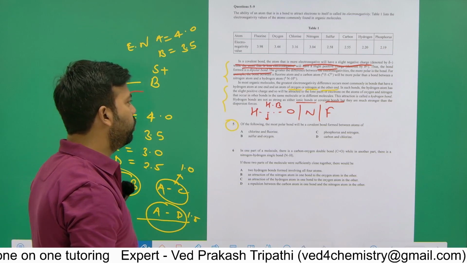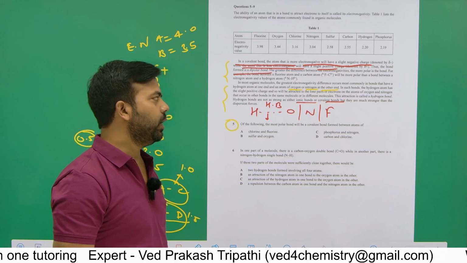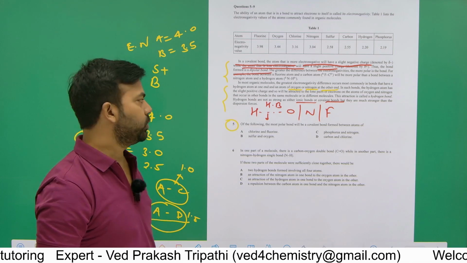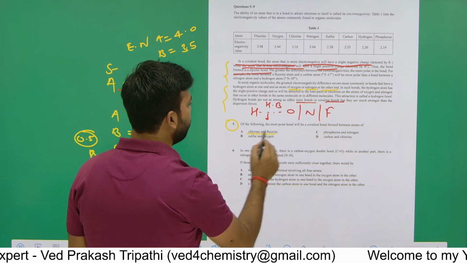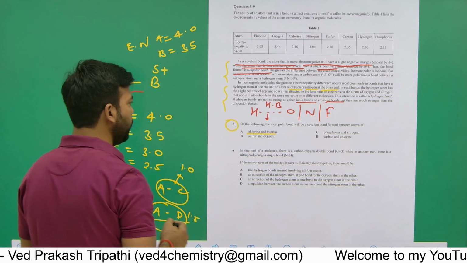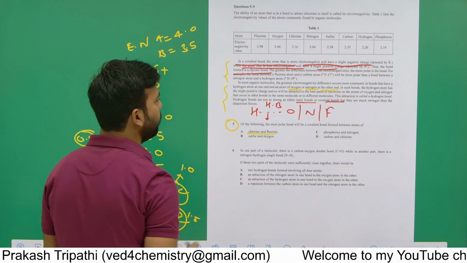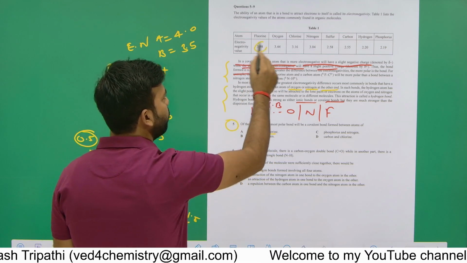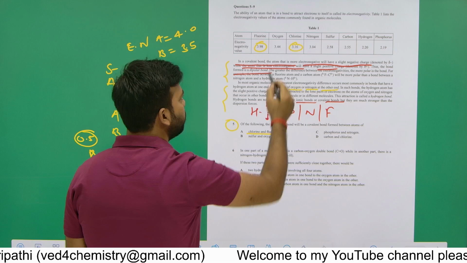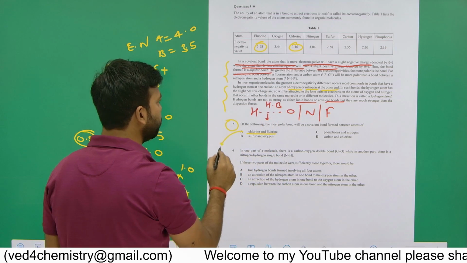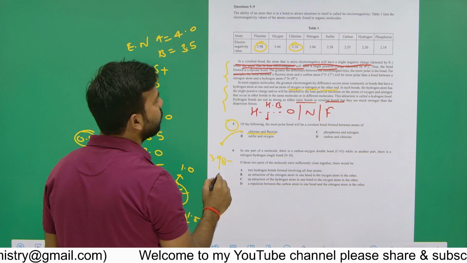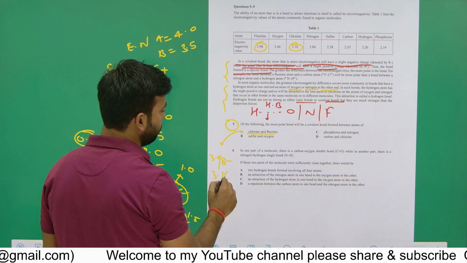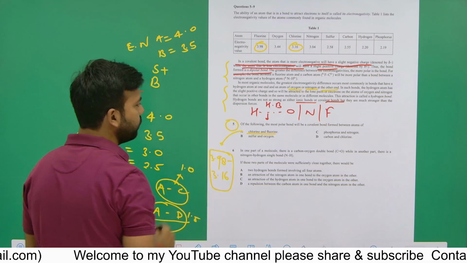Of the following, the most polar bond will be a covalent bond formed between the atoms of. So simply you have to figure out the difference of electronegativity. You can see they have fluorine and chlorine. Fluorine is 3.98, chlorine is 3.16. So higher to lower, which means 3.98 minus 3.16. You have to do this one.